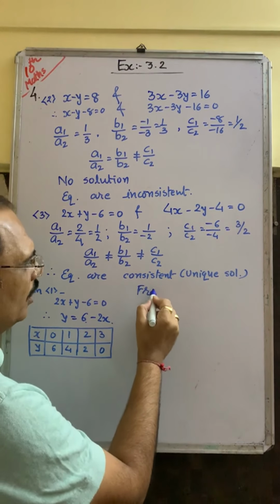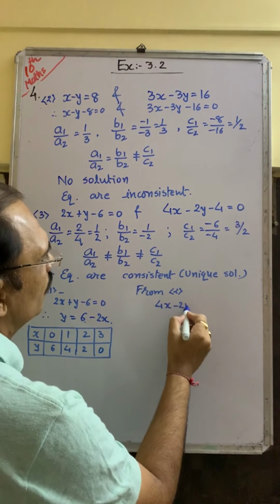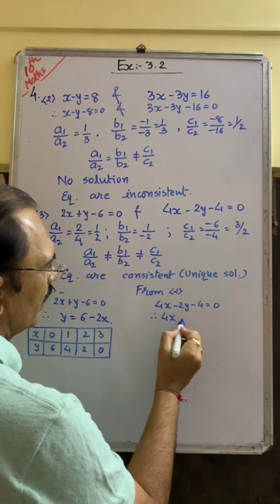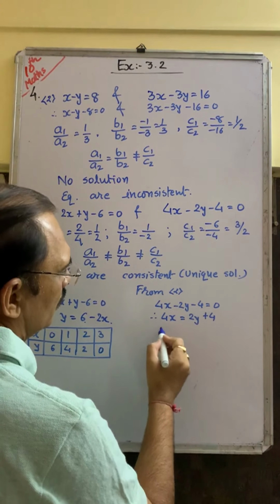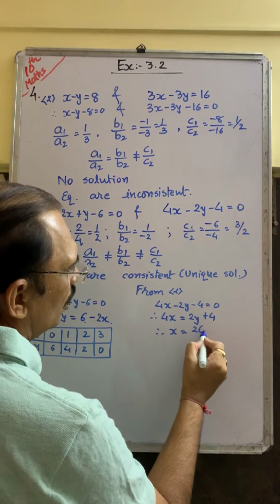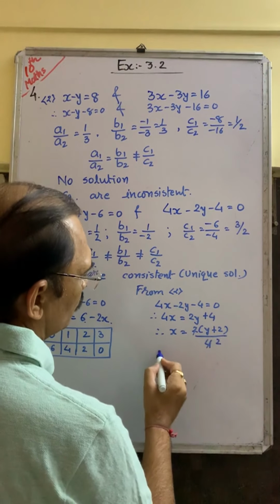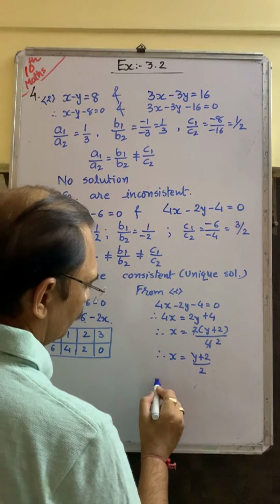Now from equation number 2, 4x minus 2y minus 4 equal to 0. So I take 4x as it is, minus 2y move this side, plus 2y, minus 4 move this side. So x equals to 2 common, y plus 2 upon 4. 2 twos are. So x is what? y plus 2 divided by 2.